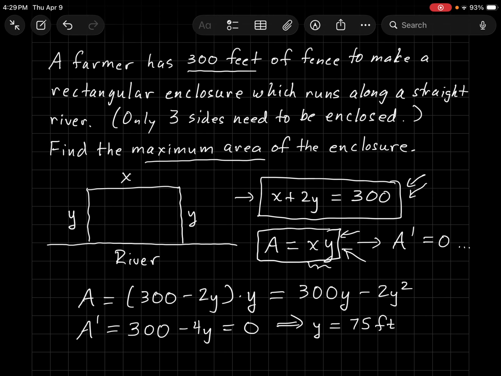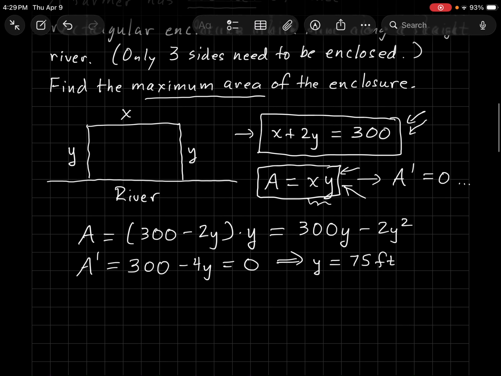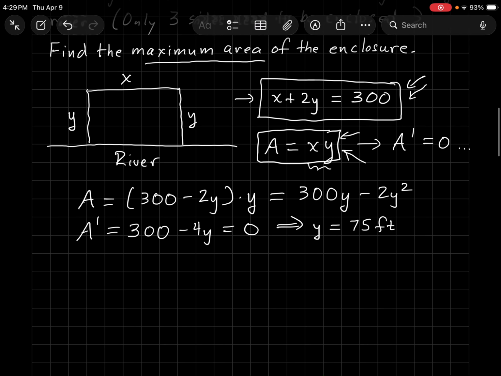Did I answer the question? No, the question says, find the maximum area. Okay. Well, area is x times y. I'm missing the x, but I can find that by saying x equals 300 minus 2y. 300 minus 2 times 75, so x is 150 feet.